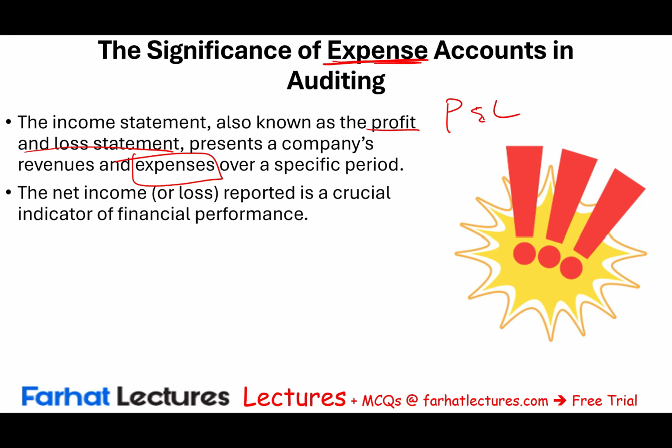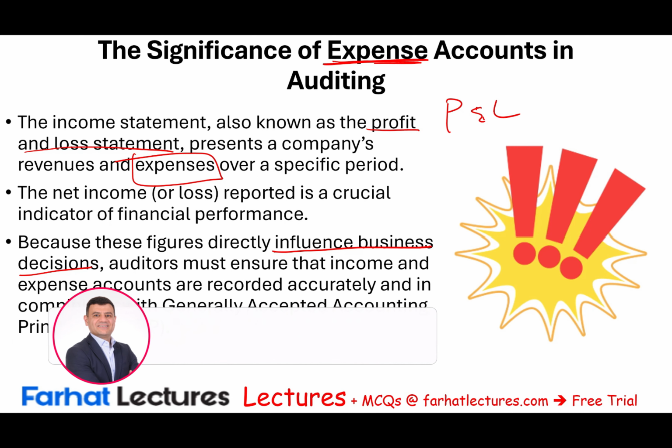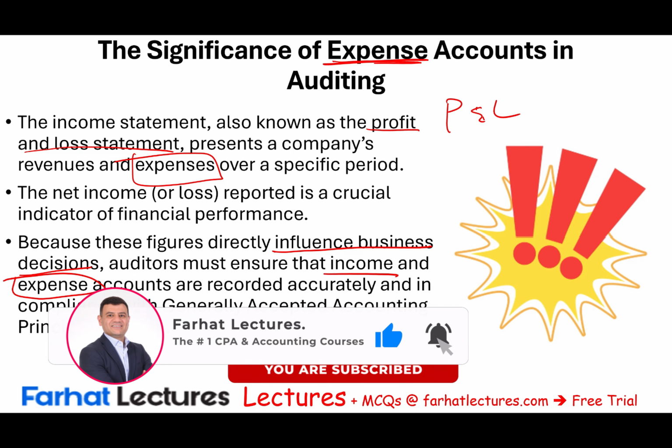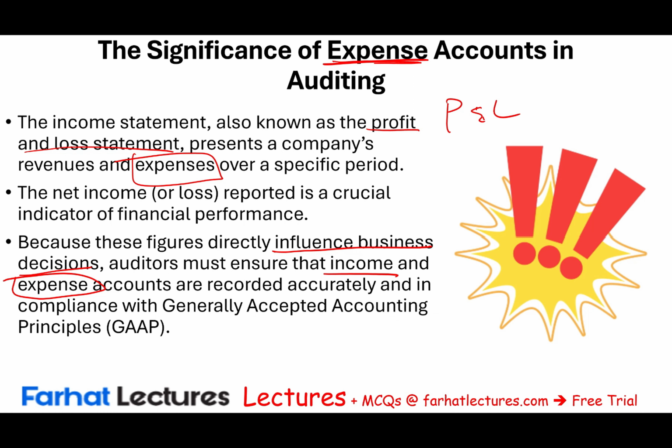Therefore, revenues minus expenses gives us net income, which is the earning ability of the company. And oftentimes, this is a major factor for investors. Therefore, expenses are important because they influence business decisions. So auditor must make sure that income as well as expenses are accounted for and recorded in compliance with whatever method we are using, for our purposes, US GAAP or whatever accounting framework, IFRS or any other framework.